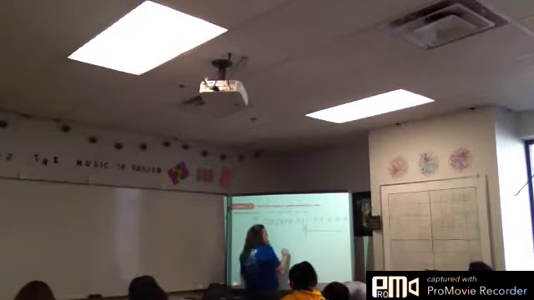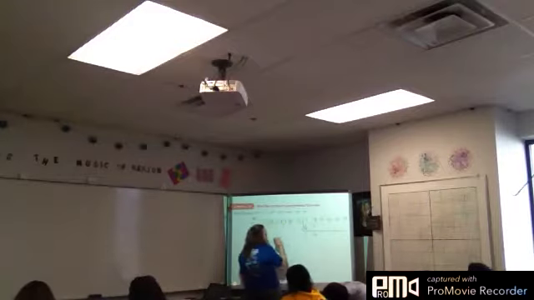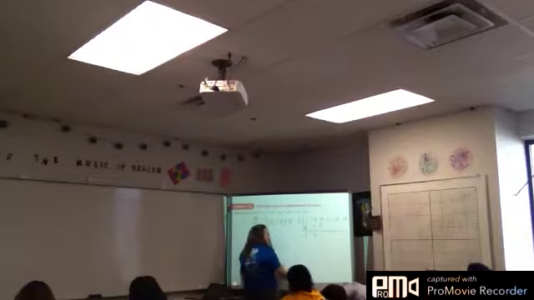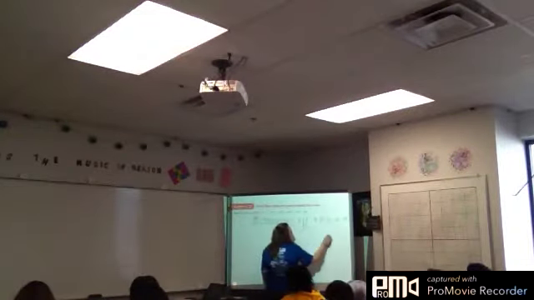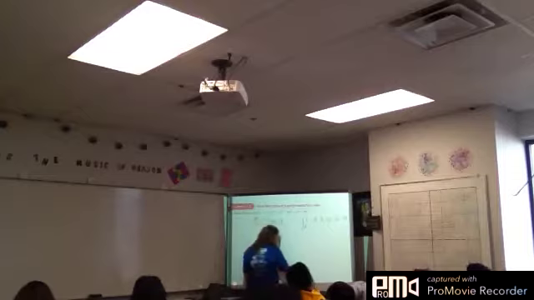Negative 2, 1 times negative 2? Negative 2, which gives you negative 6. Negative 6 times negative 2. I don't think this is going to work. That's 16. Okay, can we do positive 2?